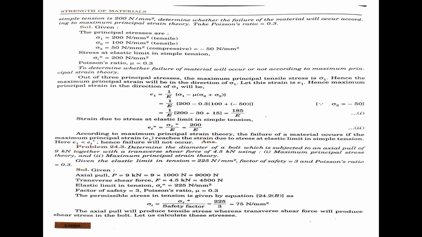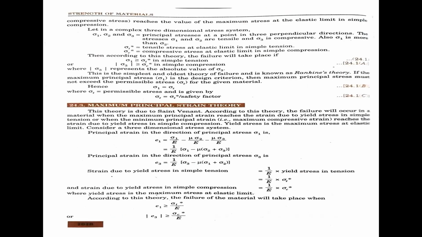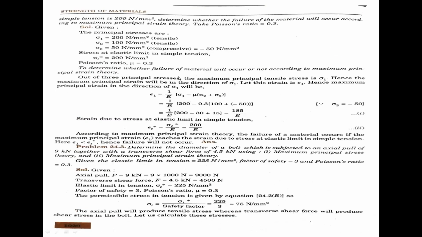Okay, this is the problem. For example, the second theory, maximum principal strain theory, for three directions, three stresses. See the equation. The formulas are sigma t and sigma c: sigma t star divided by safety factor, sigma c star divided by safety factor.